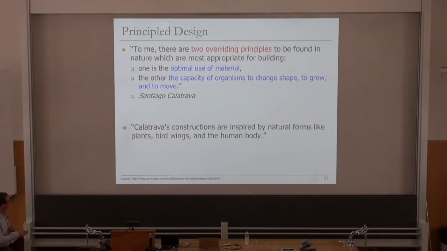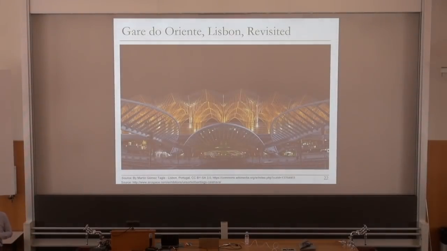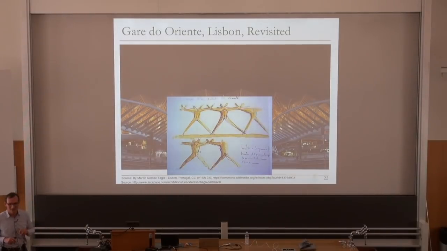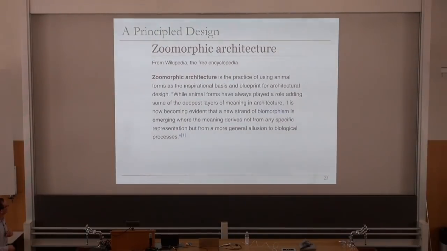And other people have written things like this, basically. His constructions are inspired by natural forms like plants, bird wings, and the human body. This is another example of a train station. Does anybody know where this is? Lisbon. Yes, Lisbon. This is Gare do Oriente, and this is inspired by these zoomorphic forms, human-like forms or animal-like forms, whatever you think these could be. And this is the blueprint for the design. And it's a beautiful place, actually. I recently visited this in December. Actually, all of these are beautiful places. Okay, so that's one of the principles, basically, zoomorphic architecture.